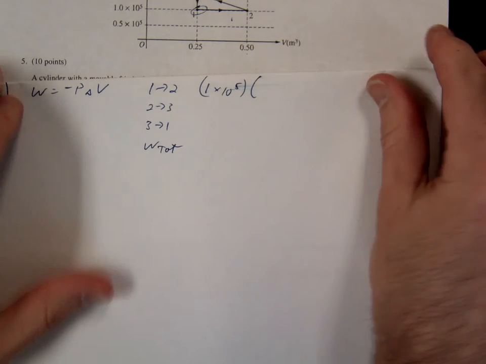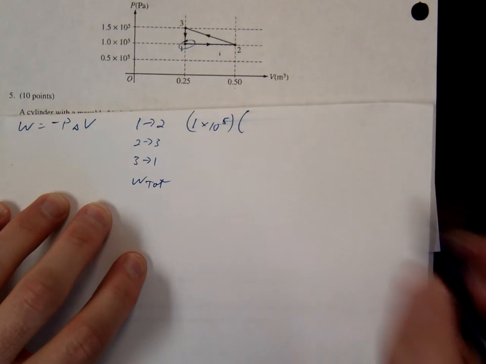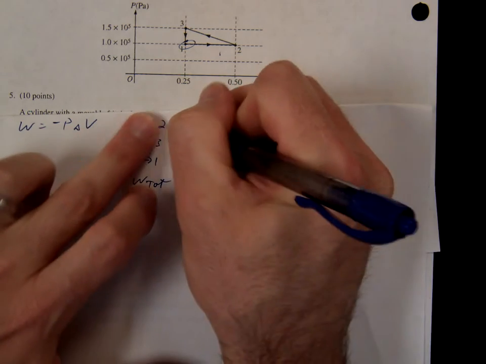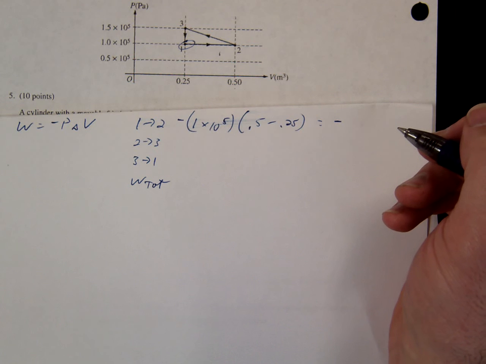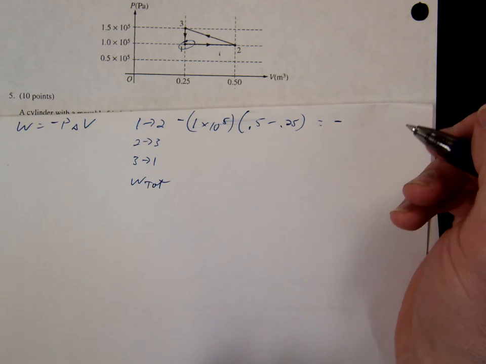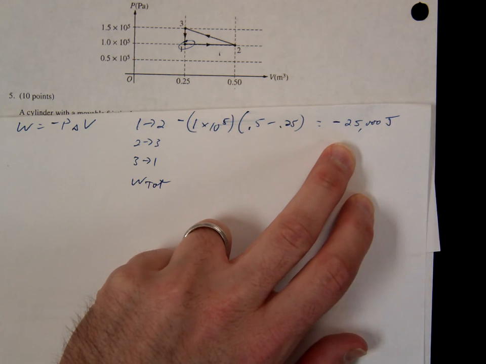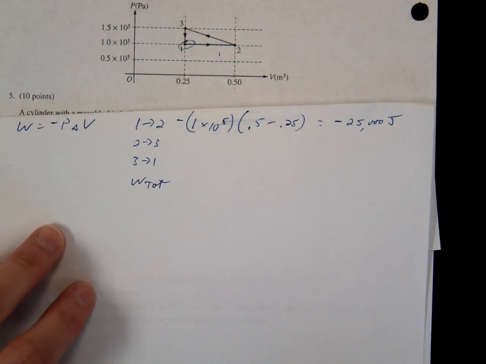Final minus initial is going to be 0.5 minus 0.25, and that's negative, right? So you should have gotten negative, what's the answer? 25,000. Negative 25,000 joules for that first one. And you're just going to go through and do that for each.